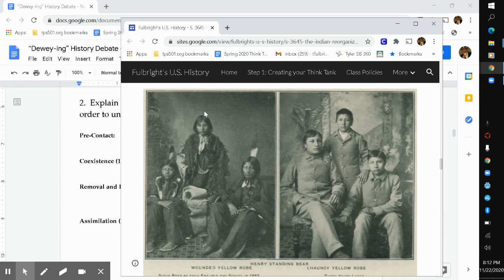A quick side note: the photographer who took all these pictures had costumes that he would dress the children in. Whether or not they looked like this on arrival is kind of doubtful. But in order to dramatize the photos, he would dress them.